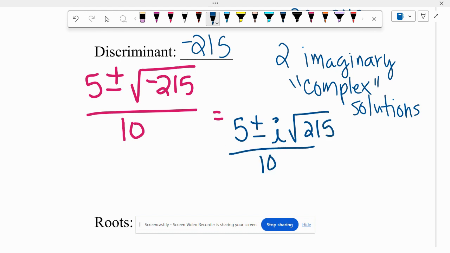So let's see. Is 215 divisible by 4? No. How do you know? It's not even. Is it divisible by 9?